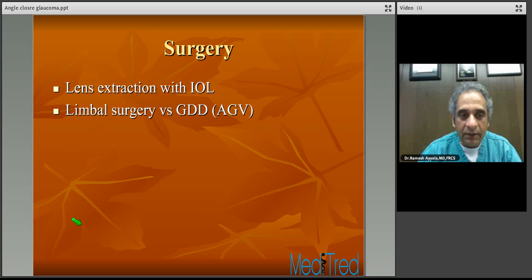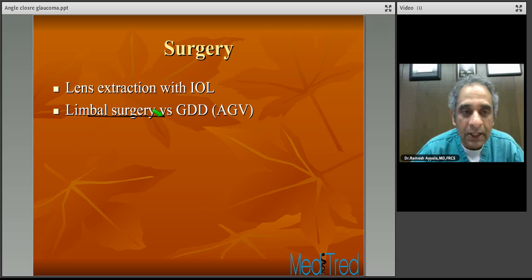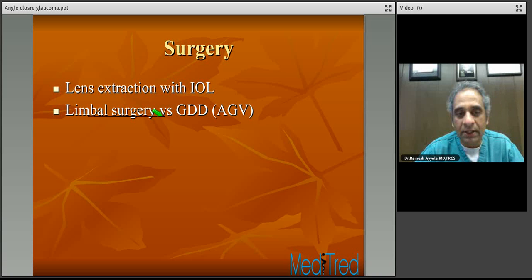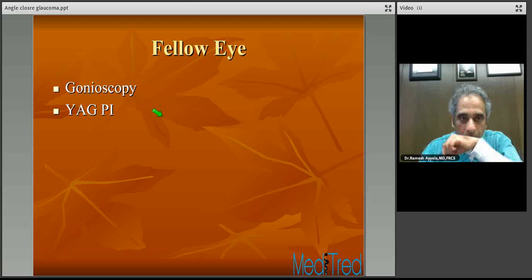Now, the question whether you want to combine glaucoma surgery along with this cataract extraction depends upon the angle structures of the anatomy. If the angle is permanently closed, then you may want to consider it. If the angle is not, you may want to delay the glaucoma surgery drainage procedures to a later stage.